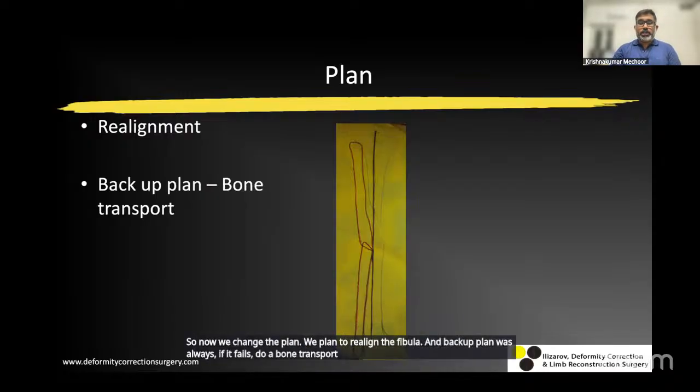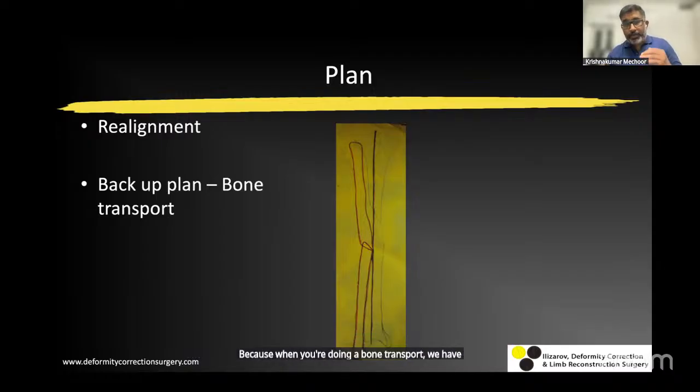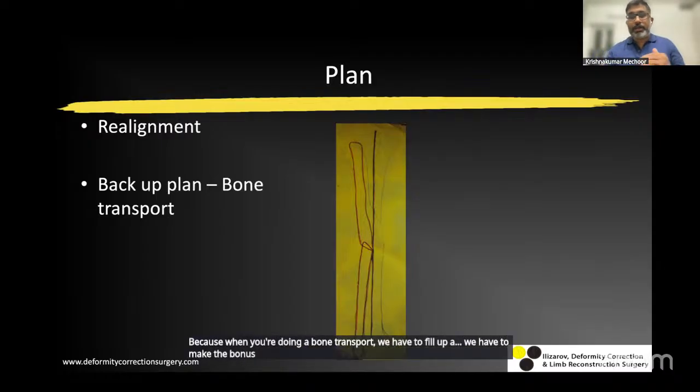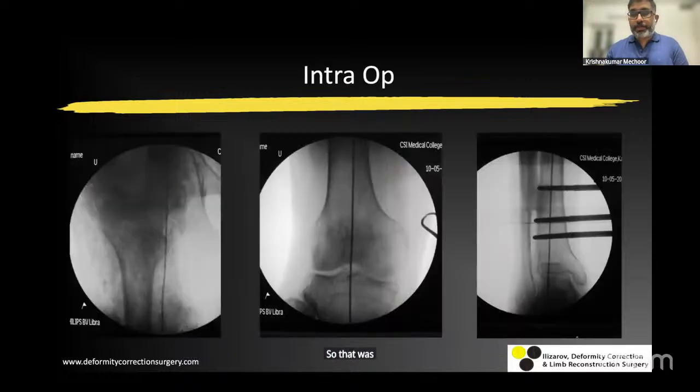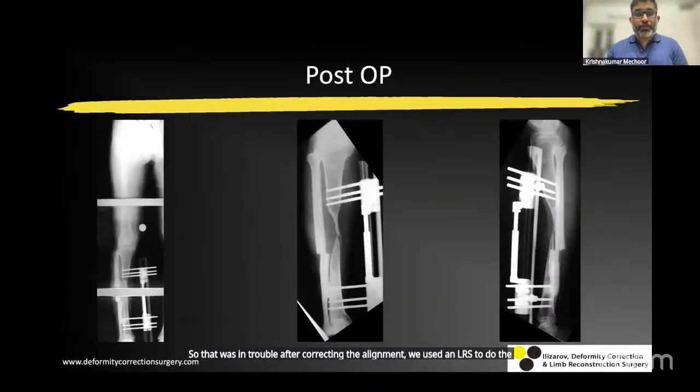Because when you're doing a bone transport, we have to make the bone ends transverse. Then we have to transport probably from the proximal and the distal ends and do a docking. So it's going to be a long procedure. So that was in the backup plan. After correcting the alignment, we used an LRS to do the alignment correction, and this is how we did it.